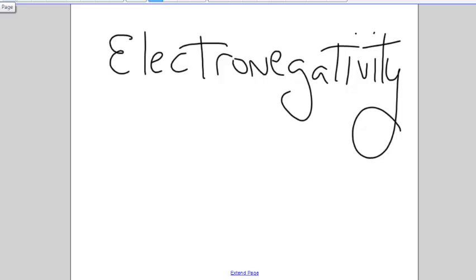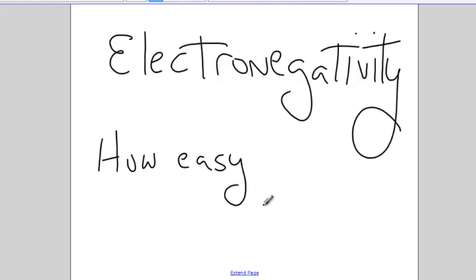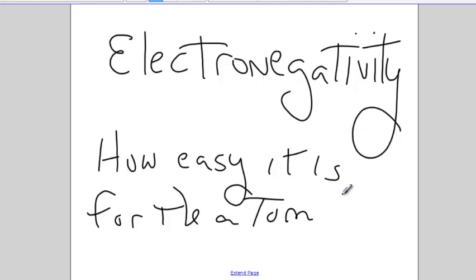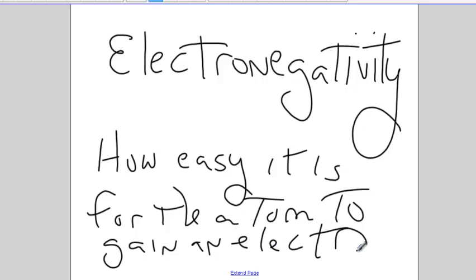The third trend we're going to talk about is electronegativity. Electronegativity is the opposite of ionization energy, but it's a little weird to think about because it's the opposite in 2 different ways. One way it's the opposite is it's not a measure of how hard, it's a measure of how easy. The other way it's the opposite is it's not taking an electron away, but it's attracting an electron in. So electronegativity is how easy it is for the neutral atom to gain an electron.